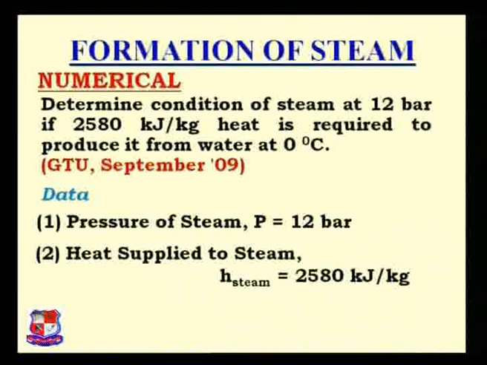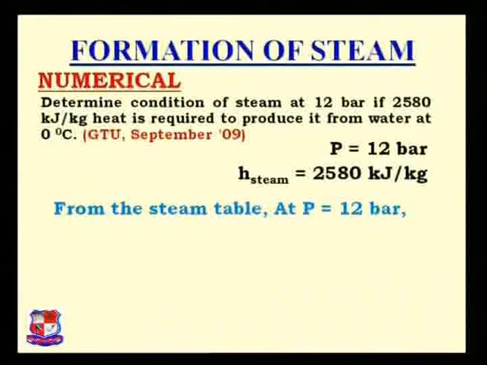Now the first thing we have to mark here is that they have not given us the mass, so we are free to take it as 1 kilogram of steam, and we can use it directly. Another thing, they have given us H steam equal to 2580 kilojoule per kg. Now we have to identify the type of steam. Clear? To identify the type of steam, we have to take the data from the steam table.